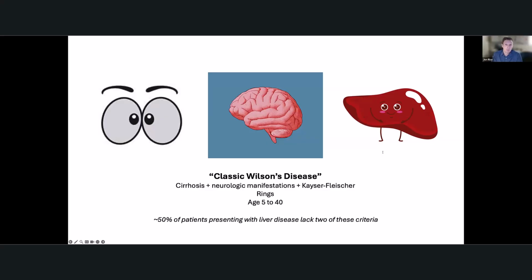This is most commonly in patients age 5 to 40, and about 50% of patients present with liver disease that lack 2 of these criteria. So again, a healthy degree of suspicion. I will also say that age alone does not mean that it's not Wilson's disease. There are the rare case reports of patients in their 60s and 70s who are mostly defined by genetic testing as an asymptomatic person. But this is very rare, and the majority of patients are going to be between 3 and 55, or more likely in this 5 to 40 range.